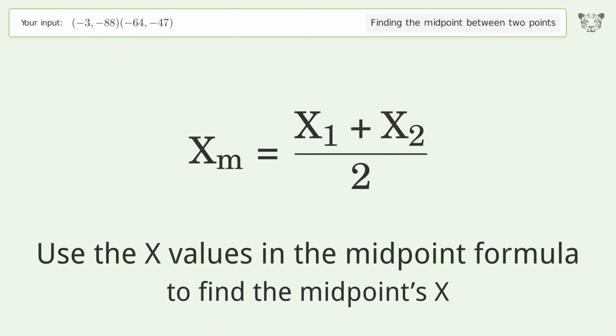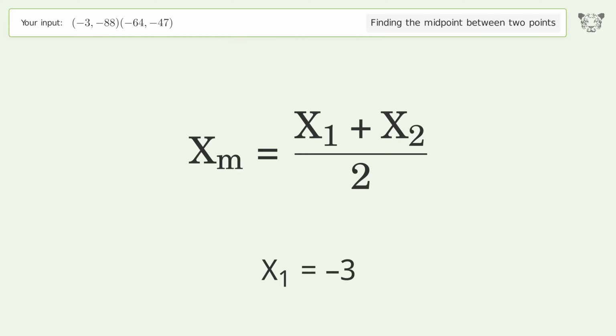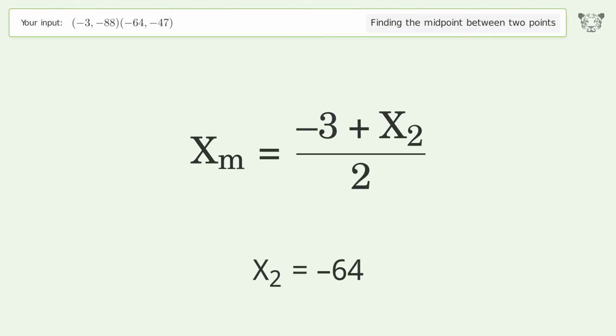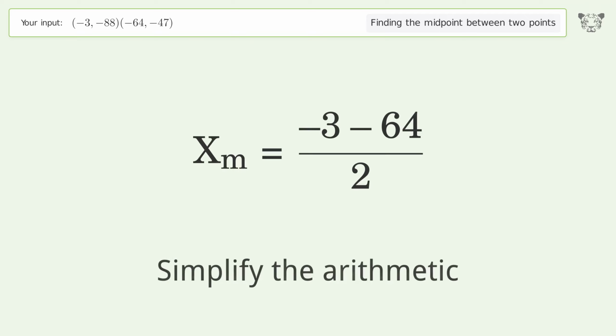Use the x values in the midpoint formula to find the midpoint's x. x1 equals -3. x2 equals -64. Simplify the arithmetic.